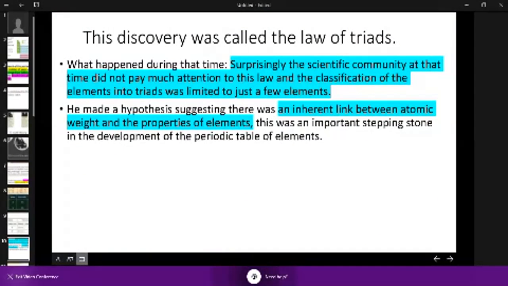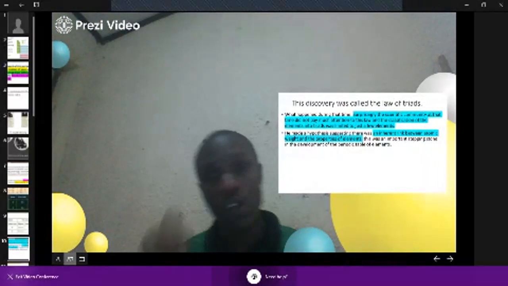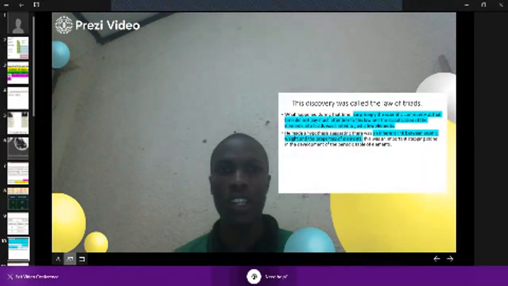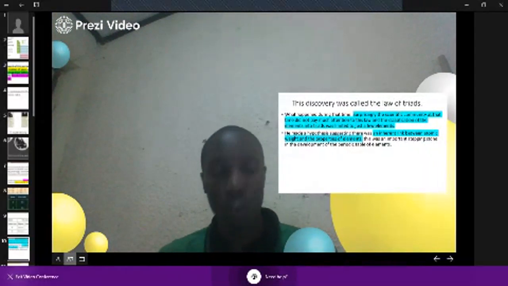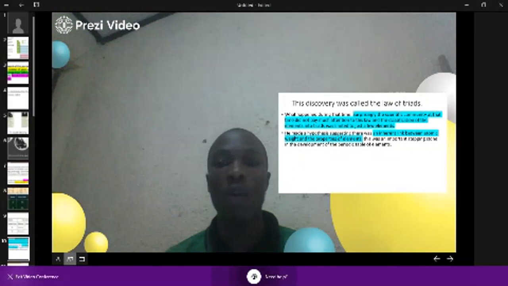But he made a hypothesis suggesting that there was an inherent link between atomic weight and properties of elements. There should be some link between atomic weight and properties of elements. I want to tell you that this was an important step, an important stepping stone in the development of the periodic table. So you cannot rule out the law of triads. Though it never worked for many elements, this was our stepping stone.